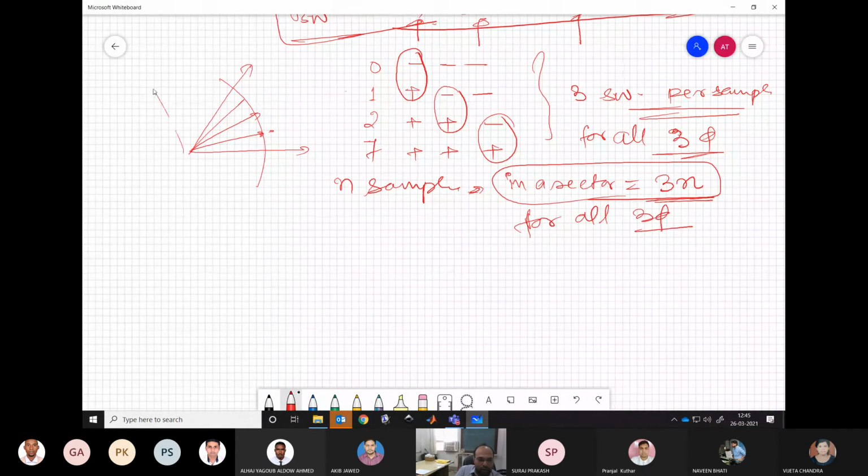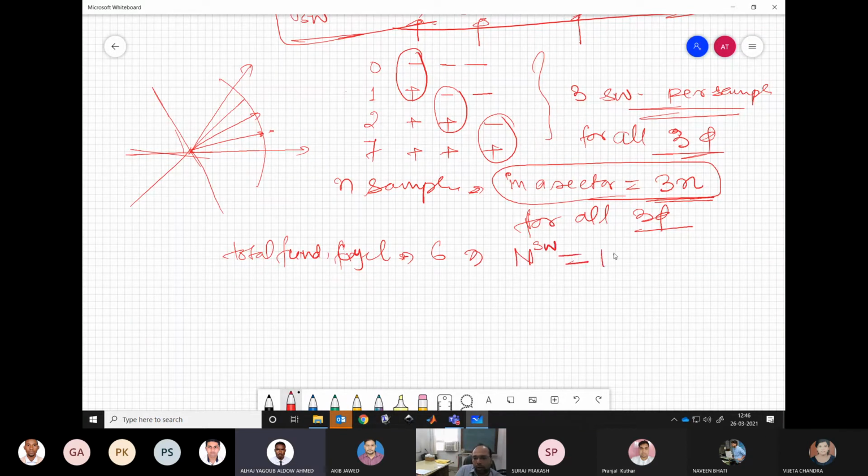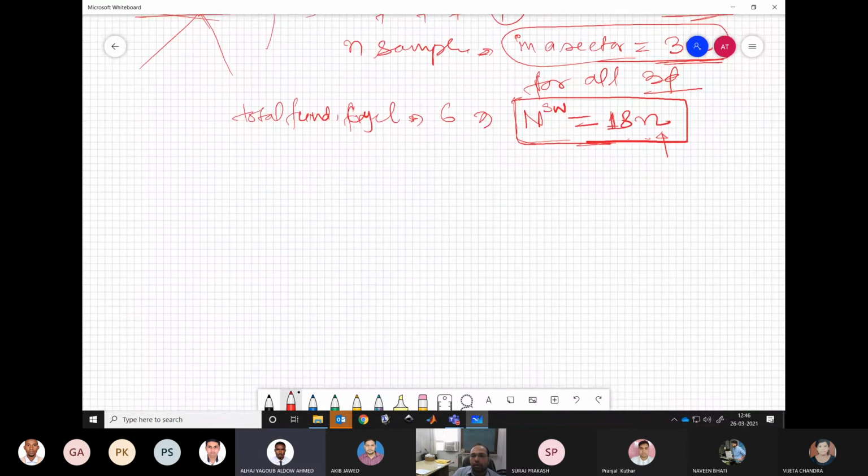Now, this is one sector. How many sectors we have? 6 sectors. So in one fundamental cycle, we have 6 sectors, which means the total number of switchings, let's say N_sw, becomes 18n. So if you are having one sample in one sector, which means you will be having 18 switchings in that fundamental period for all 3 phases.